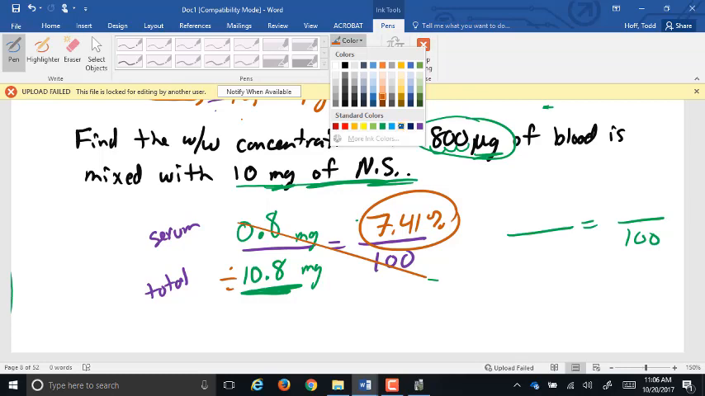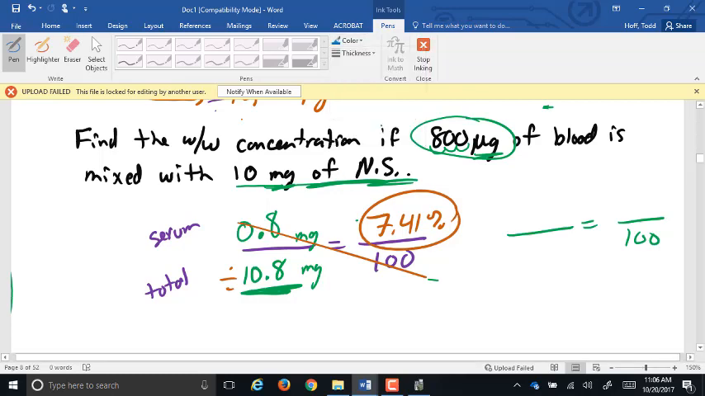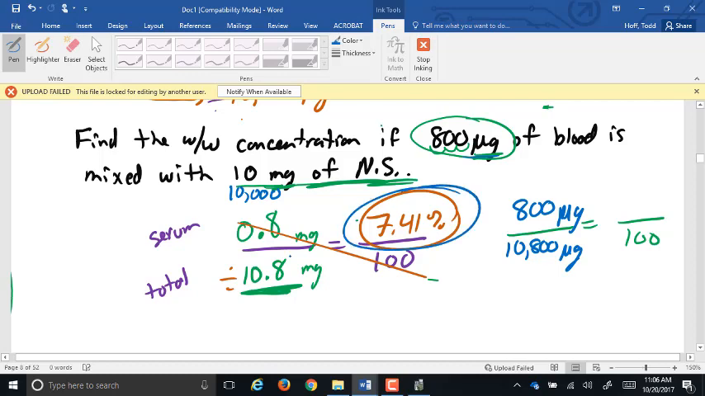We would have had the same percent going the other way, by the way. If we changed everything into micrograms, this would have been 800 micrograms. This would have become 10,000 micrograms. So I'd be putting in 10,800 micrograms down here. Cross multiply and divide, and you will still get 7.41.